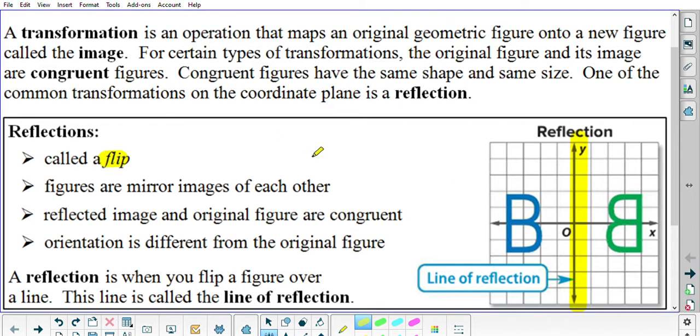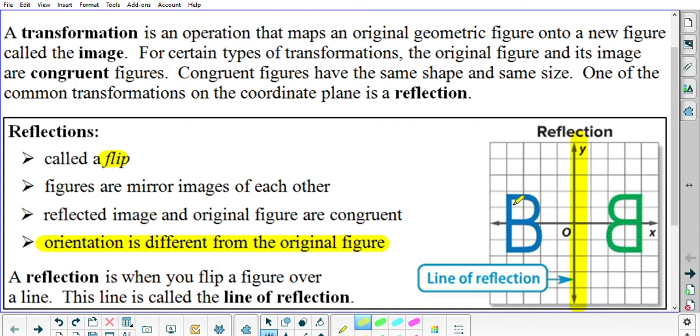The figures are mirror images of each other, and you can see that here on the drawing with the blue capital B and the green one. The reflected image and the original image are congruent. They are the exact same size. However, this next part is key. The orientation is going to be different for the image than what it was from the original figure.